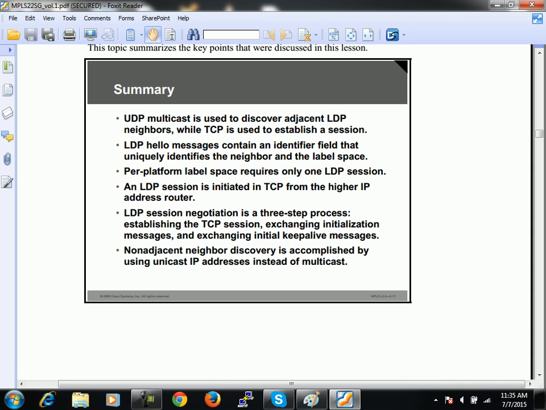LDP session negotiation is a three-step process: establishing the TCP session, then exchanging initialization messages, and finally keep alive. Non-adjacent neighbor discovery is accomplished by using a unicast IP address instead of multicast. As I said, you can also configure a targeted neighbor, meaning static neighbors.